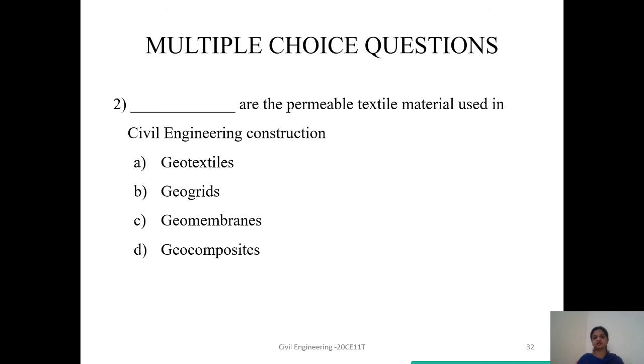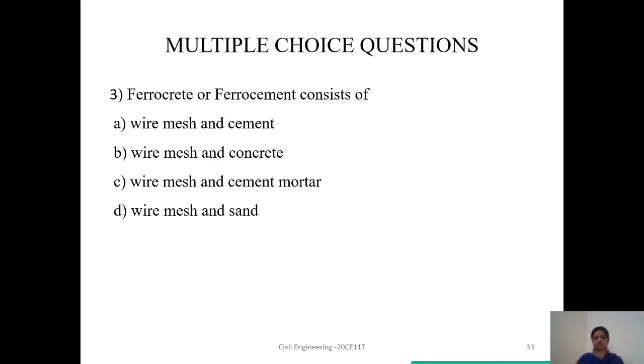Dash are the permeable textile materials used in civil engineering construction. Geotextiles, geogrids, geomembranes, geocomposites. Geotextiles are the permeable textile materials used in civil engineering construction.